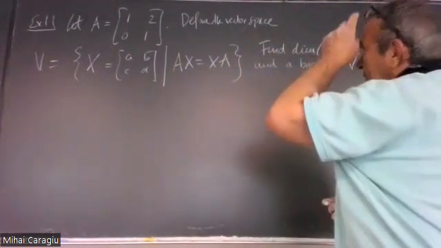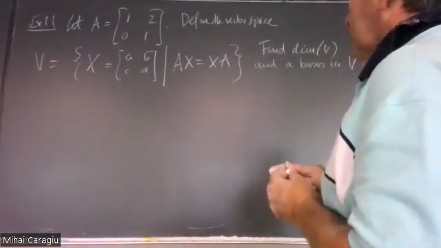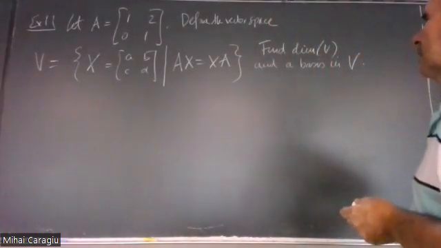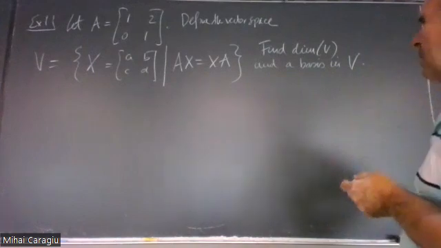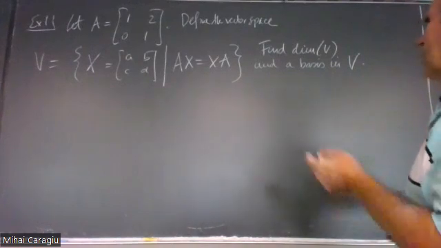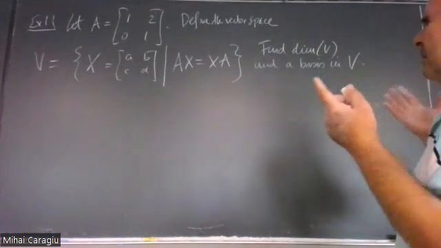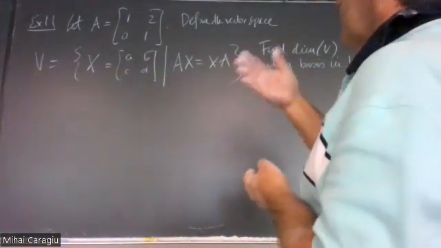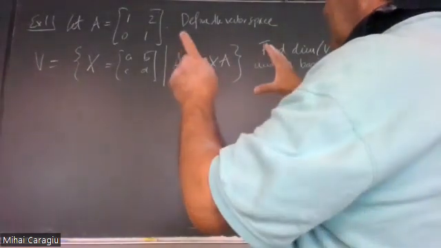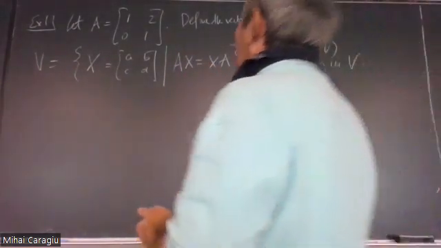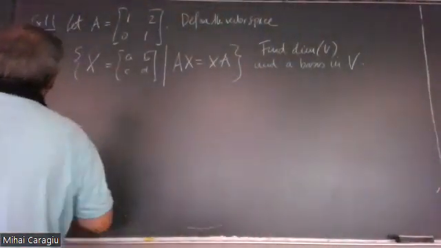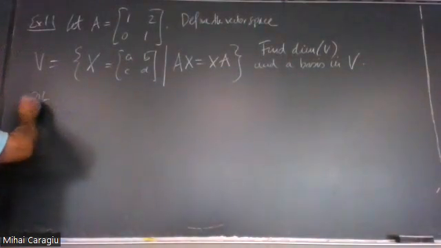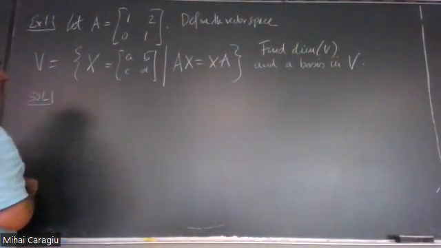A basis of V, so in this case, the quote-unquote vectors are matrices. So the realization of vectors are matrices. A basis means a basic set of matrices, such that every matrix in V can be written uniquely as a linear combination of those basis matrices with real coefficients. Solution. Let's take a closer look at AX equals XA.